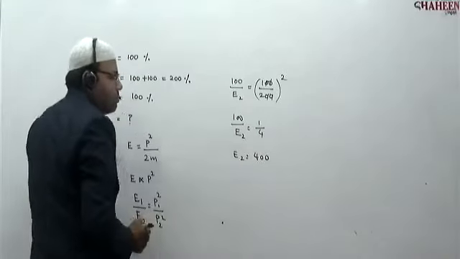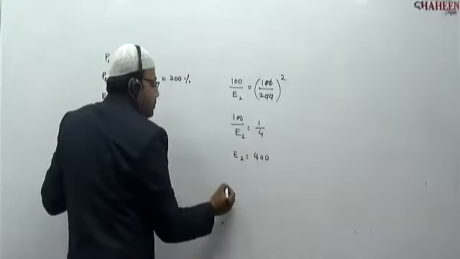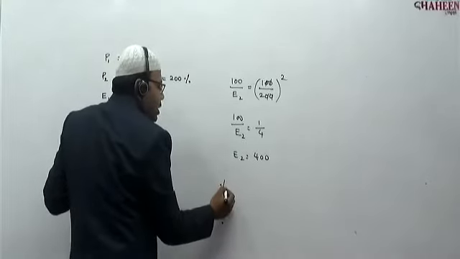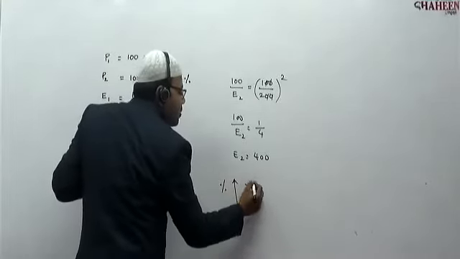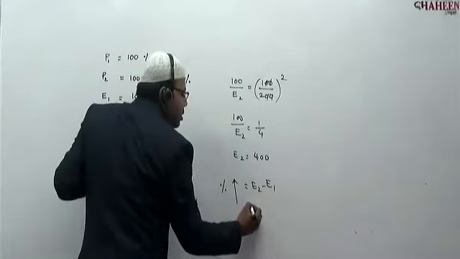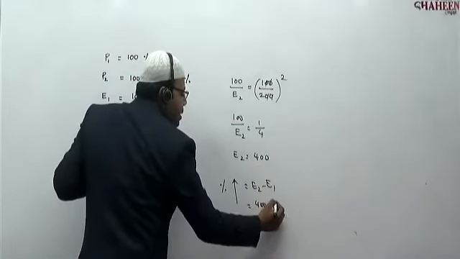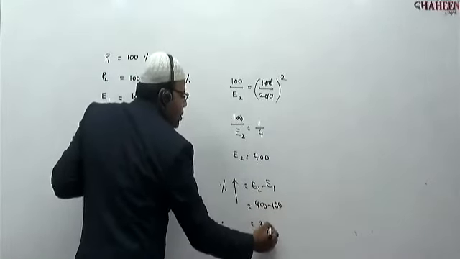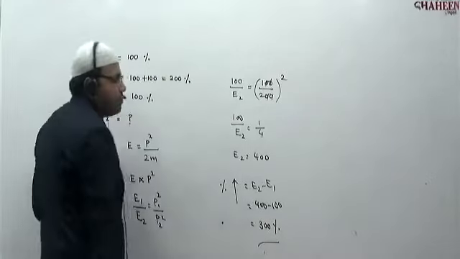I am getting 400%. So the percentage increase we need is E2 minus E1, that is 400 minus 100, which is equal to 300%.